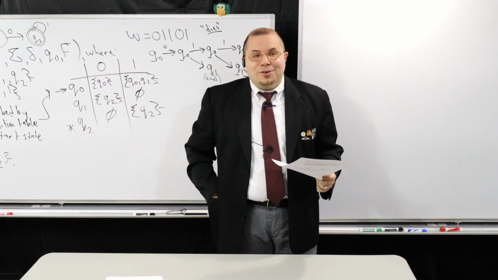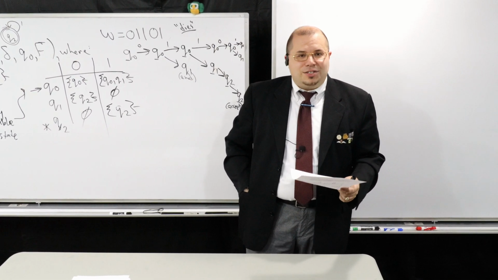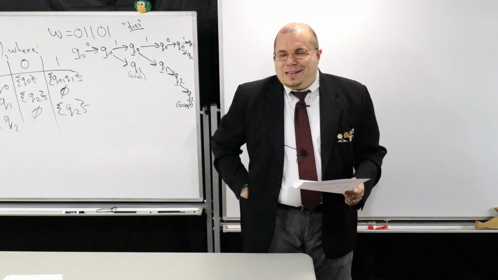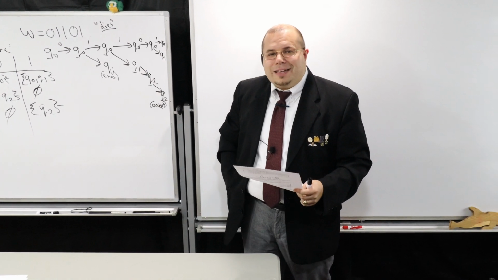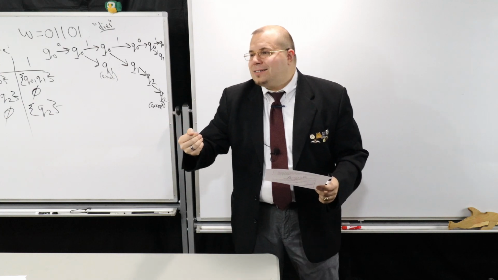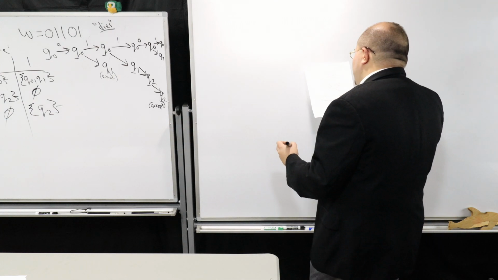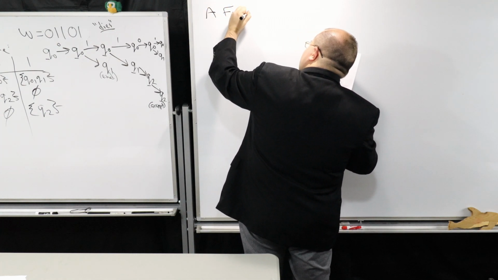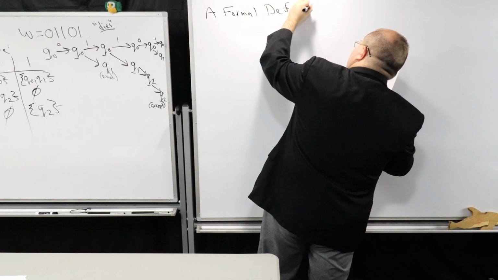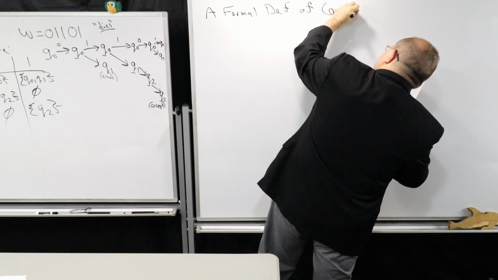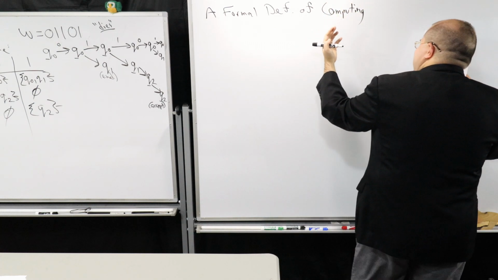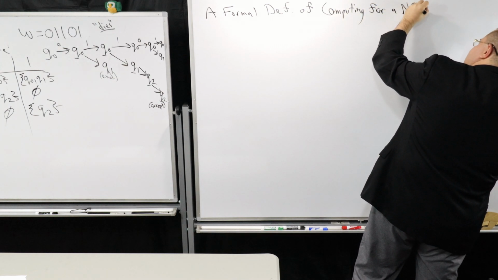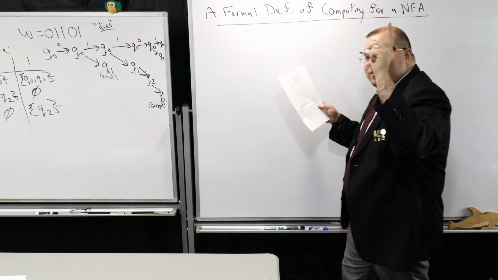And I made sure to include in the notes some extra examples so you can see how this extended transition function works with a couple more strings. Because I feel like for some students, when they don't get this idea, sometimes you just really have to drill it out and try it out by hand. And I think that sometimes can be a little helpful. So I'm going to give you now a formal definition of computing for an NFA. So I'm going to again define the extended transition function.